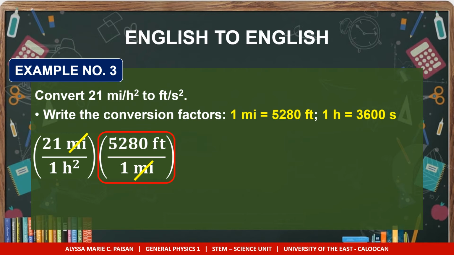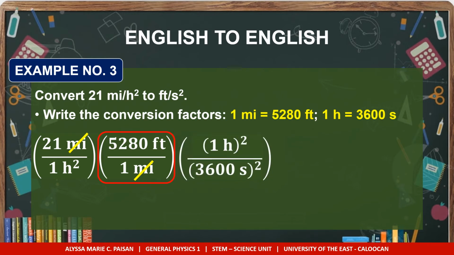Next, we will write the conversion factor for time, which is 1 hour squared over 3,600 seconds squared. The hour is in the numerator so that we can cancel it together with the unit hour located in the denominator of our given. Notice that the hour is squared as well as the 3,600 seconds. That is because we are converting from hour squared to second squared.